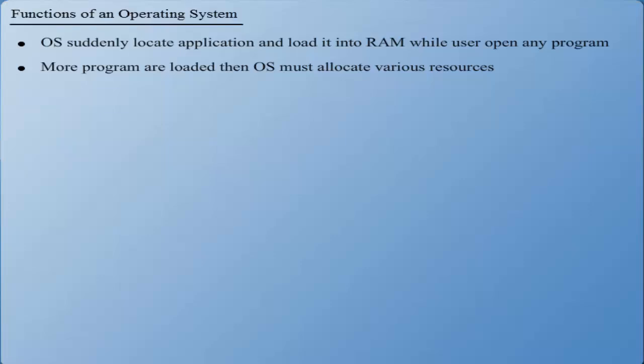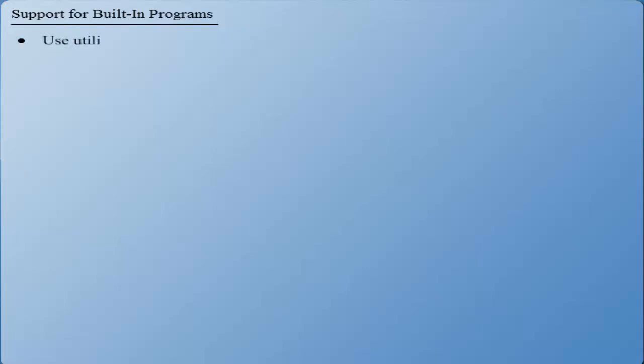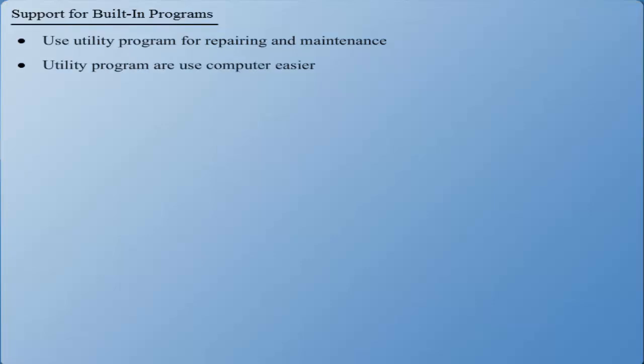Support for built-in utility programs. An operating system may use utility programs for repairing and maintenance. The utility programs are special programs which make the use of a computer easier. When unexpected things happen, such as hard disk crash, virus attack, or slow operations, etc., then functions of the utility program start.